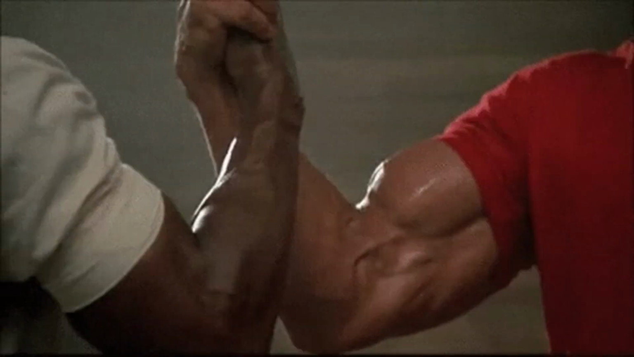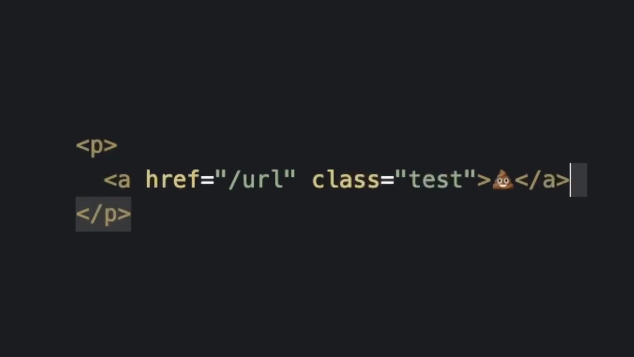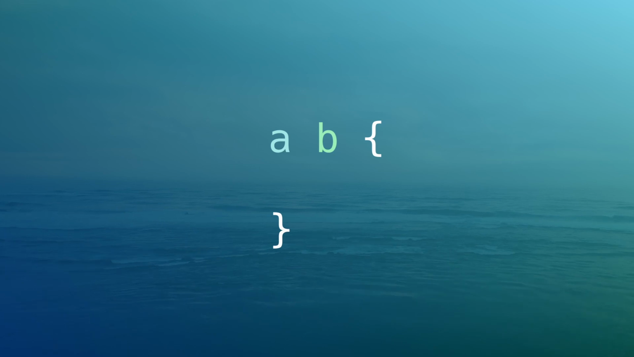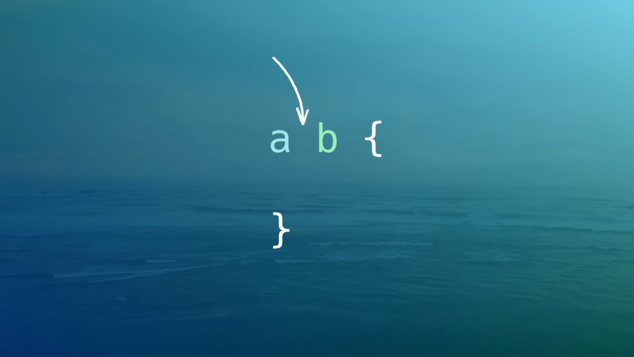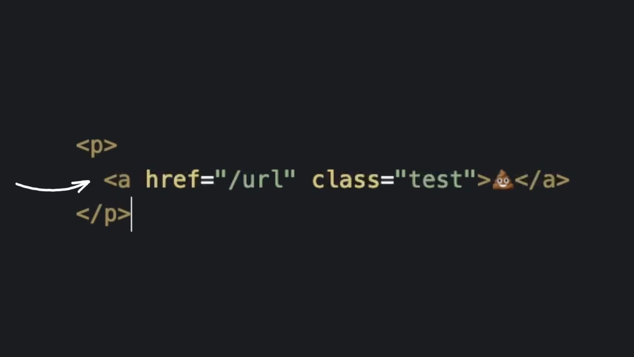If we need to work on complex projects, there's one last thing we need to know, and that's how to combine CSS selectors together. Say we want to style an anchor tag with a class of test that lives inside of a p tag. So let's have a look at how we can select elements that are inside of other elements. And it's as easy as putting a space in between the two selectors.